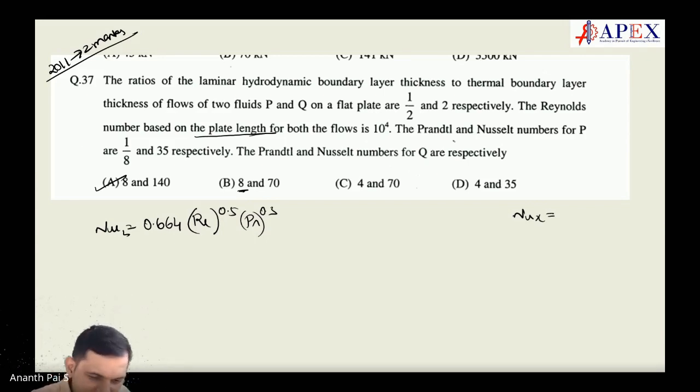Figure out, get the answer. Don't worry, you can get it. It's only this equation which is important. This, if you know, other things you can get. And there's one more point which is there. Okay, anyhow, so let us see.